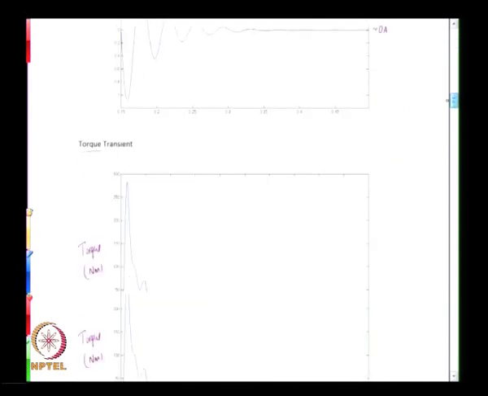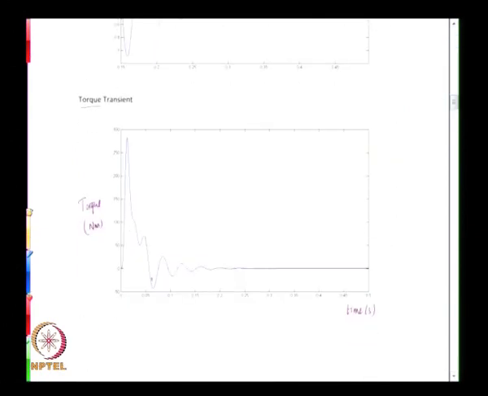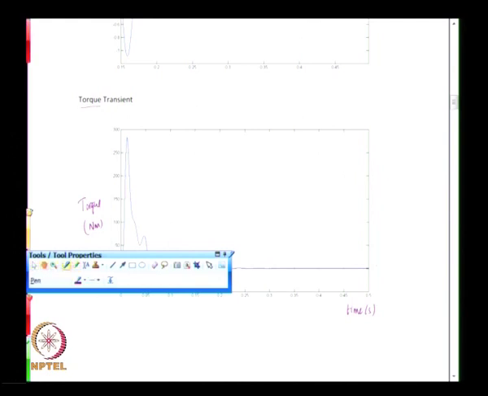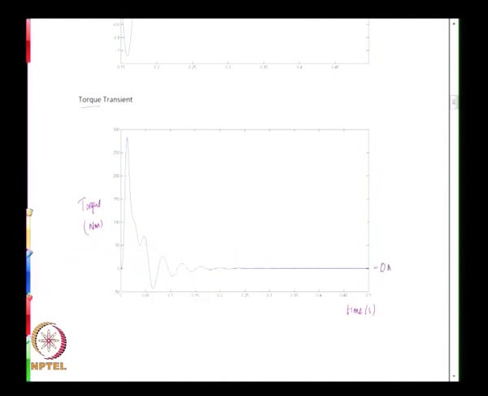So maximum negative torque is available when the rate of fall of speed is very high, and negative torque is there in the machine because the speed now has gone beyond the synchronous speed, and therefore since the flux is rotating at synchronous speed, it now tries to retard the rotor, and that is manifesting as a negative torque. And then there are these torque oscillations, and finally the torque settles down to 0 Newton meter. It is 0 Newton meter because again there is no load applied on the machine.